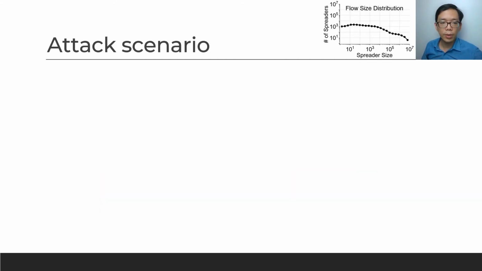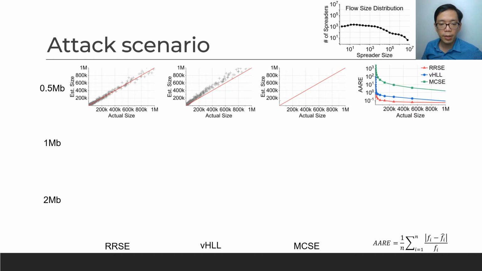With the attack scenario, we test with different memory sizes from 0.5 to 2 megabits, and we compare RRSE with VHLL and MCSE. The last chart is the error chart, which is the average absolute relative error. And you can see in the chart, a dot is equal to 1 estimation. The guideline y equals x, the red guideline, is the reference guideline. For every estimation, the further it is from the guideline, the worse the estimation is.